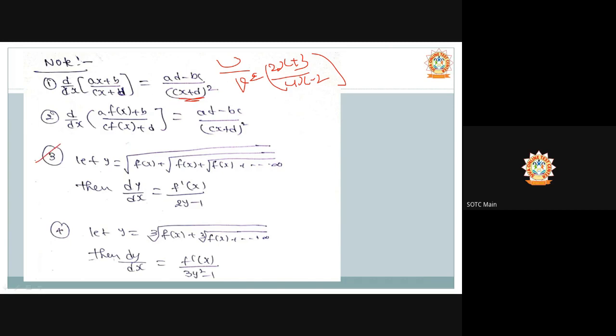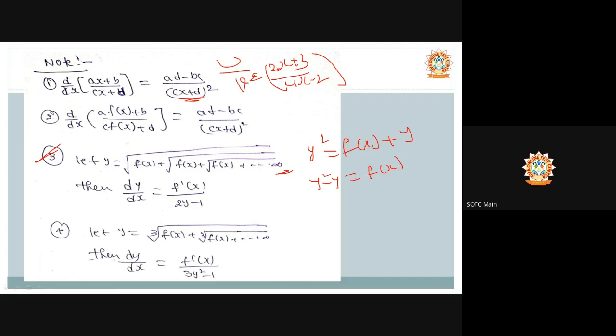Next, see, this is the infinity functionality. Let y is equal to under root f of x plus under root f of x plus under root, and so on to infinity. In this case, what you can do is take the squaring on both sides. So y square is equal to f of x plus, this can be written as y. Next take this y to this side, it will become y square minus y, that is equal to f of x.